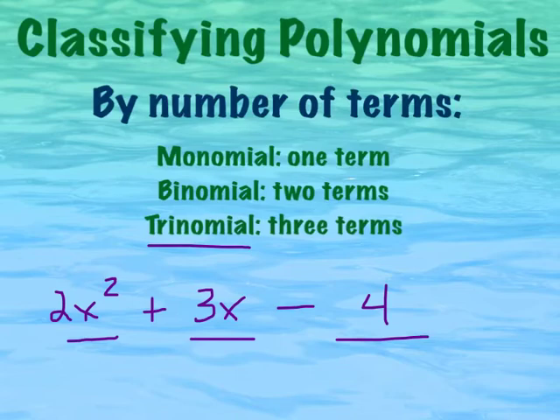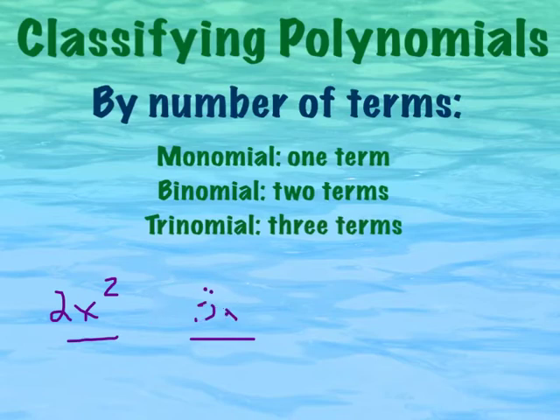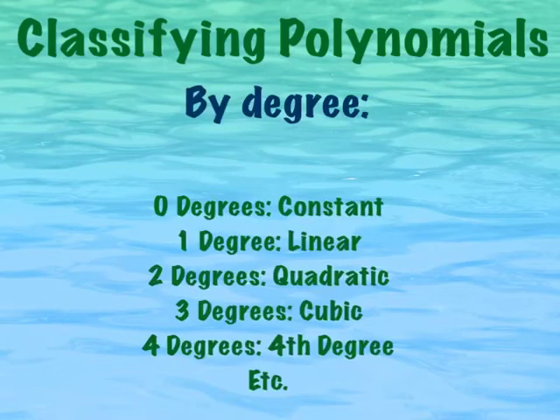If the problem was just 2x squared plus 3x, then this would be a binomial because it only has two terms. And breaking it down even more, if it was just 2x squared, that would be a monomial because it only has one term. We also learned how to classify by degree.